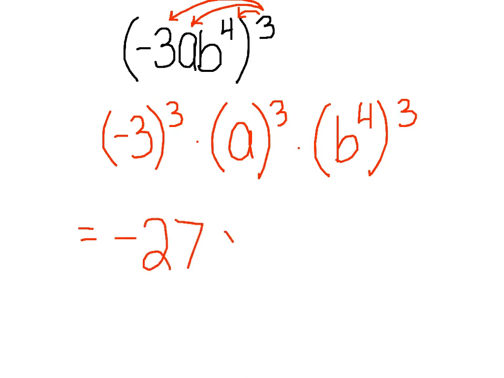A to the third is just a to the third. And b to the fourth to the third, we're going to keep the base of b and multiply the exponents. And so our final answer is negative 27, a to the third, b to the 12th.